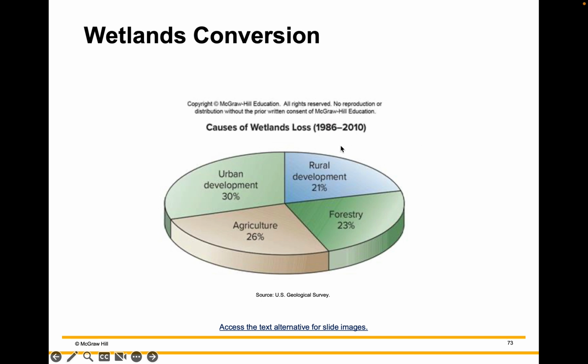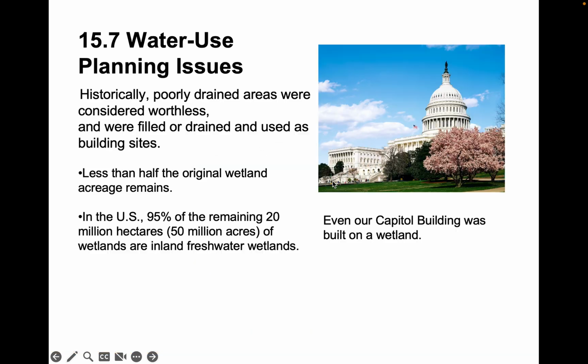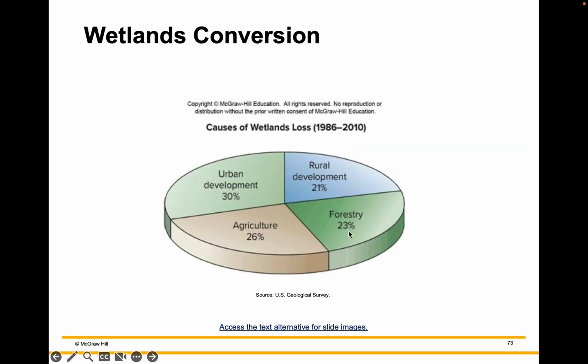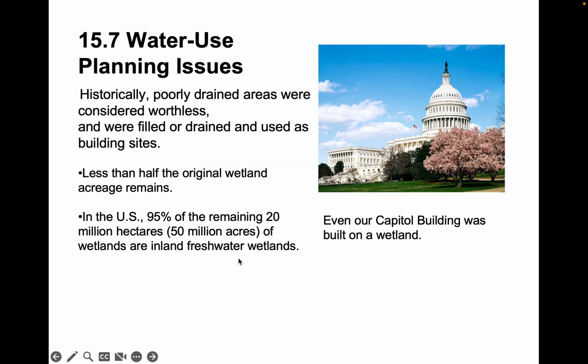All right, wetland conservation. So causes of wetland loss from 1986 to 2010. The major culprit has been urban development and rural development. Forestry and agriculture. Water use planning issues. So historically, poorly drained areas were considered worthless, and they were filled in or drained and used as building sites. Less than half the original wetland acreage remains.